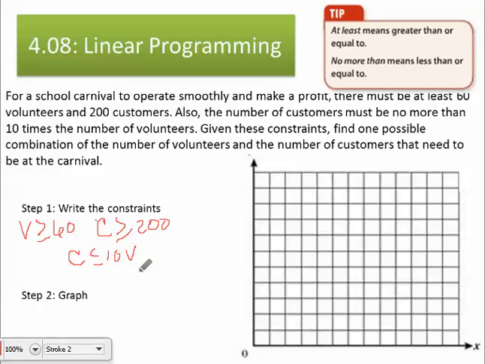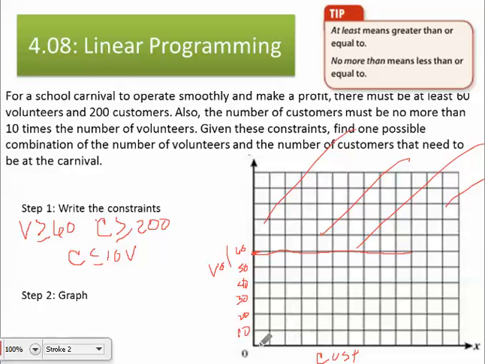So I could graph these out real quickly. Let's make this one down here my customers, and this one my volunteers. Okay? Since we're dealing with big numbers here, let's do tens. 10, 20, 30, 40, 50, 60. Okay, I don't need to go any higher than that. So it's going to be greater than or equal to 60. I mean, there's going to be a line going across there. And I'm just going to quickly hash that. Everything up in there. Okay?